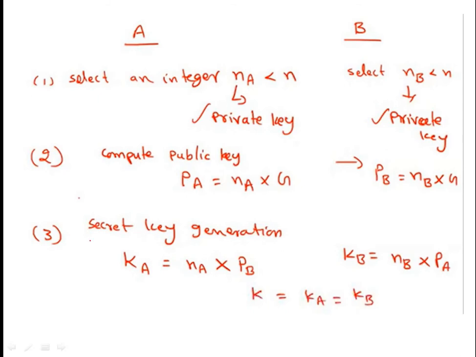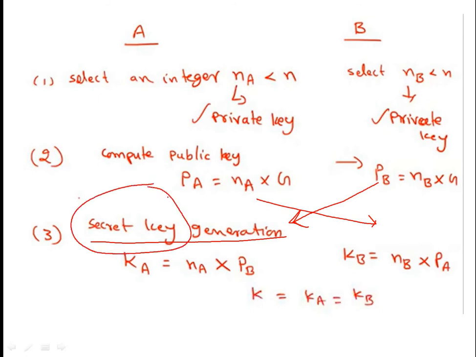Okay. Next step is secret key generation. In secret key generation, we share the public keys. That means the public key is shared between the sender and receiver. As you know, the public key is shareable, so anybody can take it. So we share the public key of B to A and the public key of A to B to calculate the secret key.